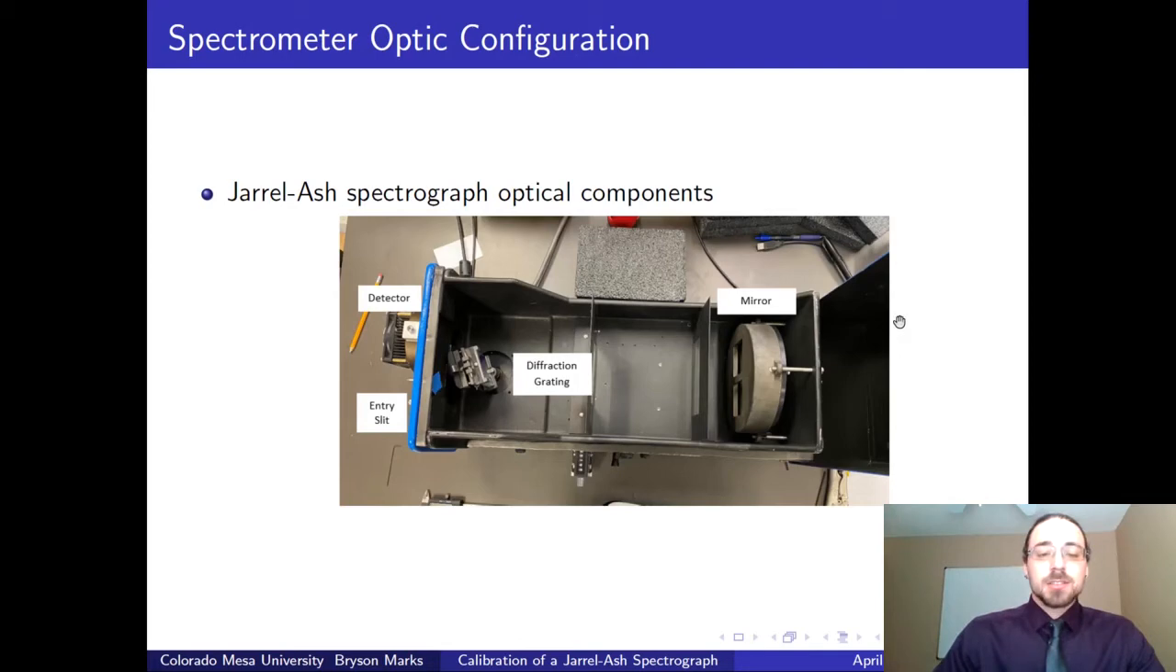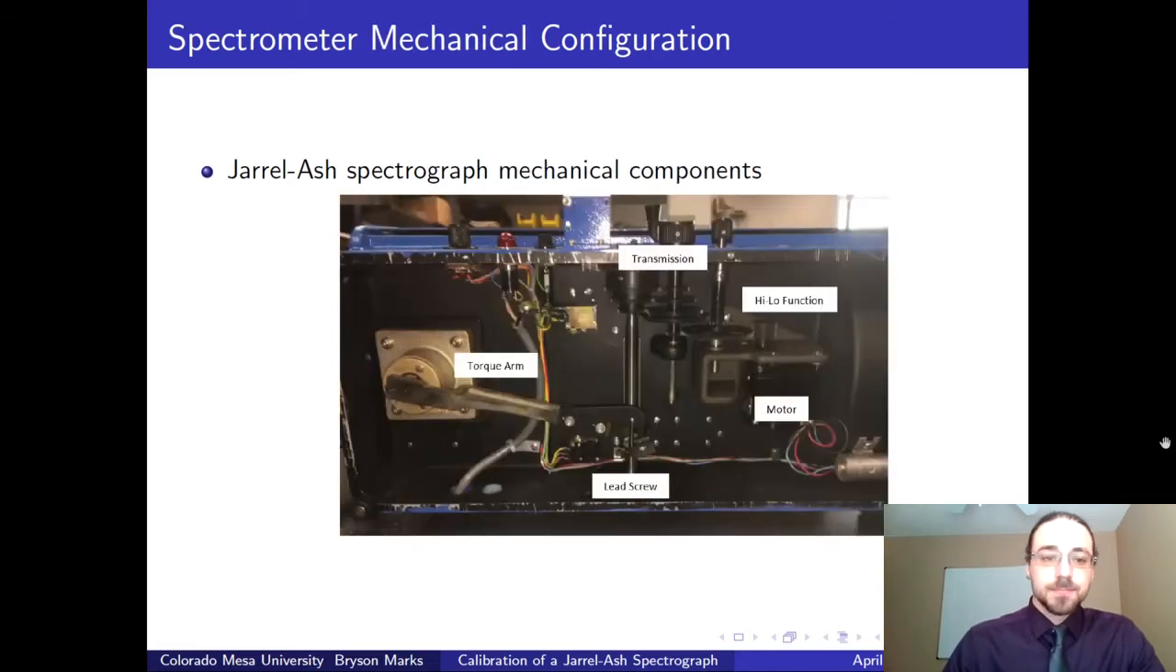So our Jarrel-Ash spectrograph has these optical components here. If you look on the bottom left, we have an entry slit. The middle left, we have the diffraction grating. And at the top left, we have the QHY CCD detector. And on the far right, we have our mirror. Now, it's important to note that this mirror here has 2 subsections, which I'll go into later.